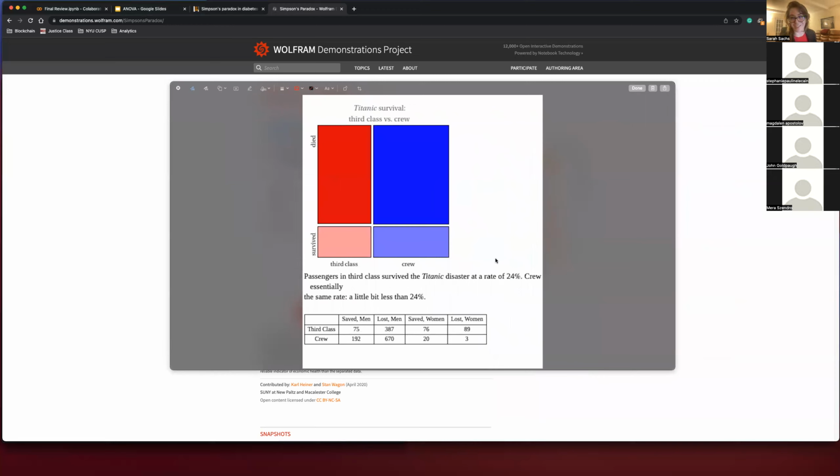I just want the class to understand that there are pitfalls to what we're doing, and Simpson's paradox is one of them. And this is perhaps a better example than the diabetes, where if you were to look at who survived the Titanic and you perhaps just based it off of, let me think back to this example just so I can talk through it a little bit better.